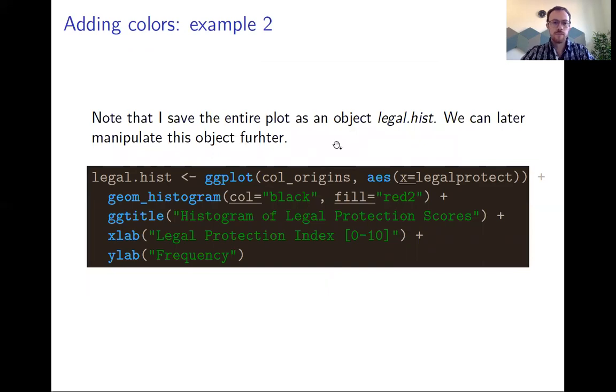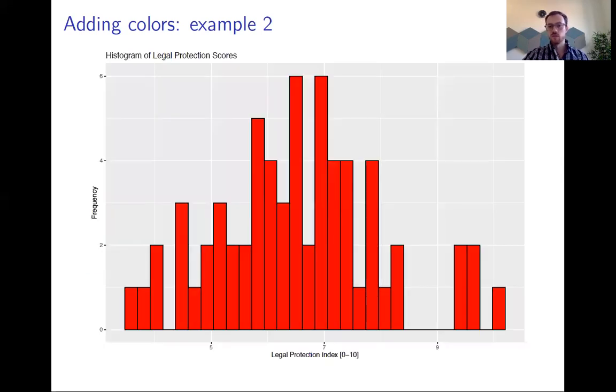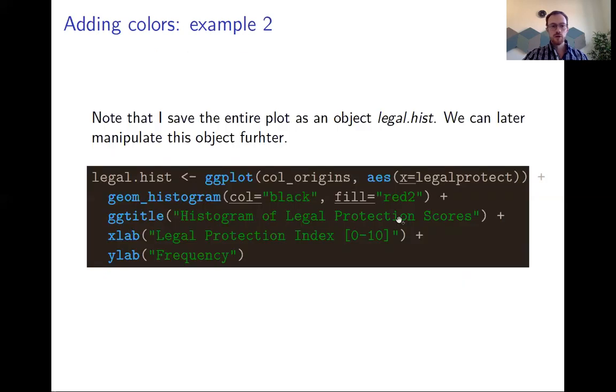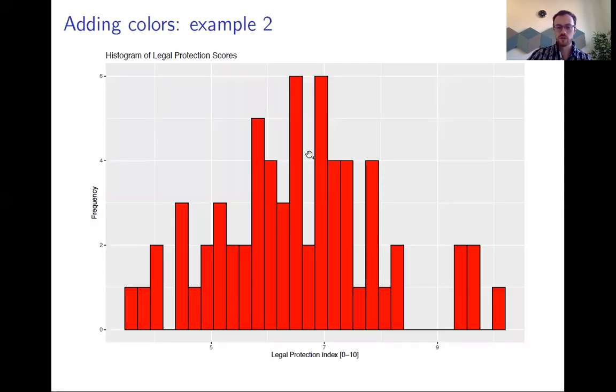Here, to have an additional example, we just go back to the histogram, and of course you can also just say that if you have the histogram, you want to have the color, which is going to be the border, and the filling in a specific color without it being proportional to something. This will then just look like this. Notice here that I'm also saving the entire object as an object called legal hist, because in the next step I'm going to add an additional layer to it and further manipulate this. So here we have just set the color to black and the filling to red.